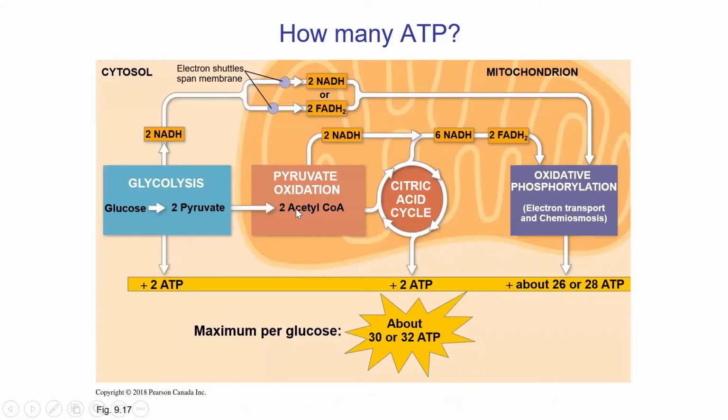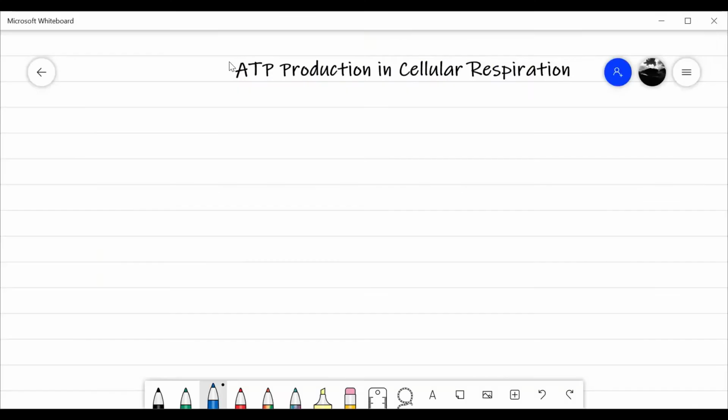So here is kind of the summary of this, and what I want to do for a moment is go to the whiteboard and tally up what is going on here, in terms of all of these processes. You can see they're giving a number here, about 30 or 32 ATP. So let me change to the whiteboard, and go through these and give a recap of what's going on with the ATP production.